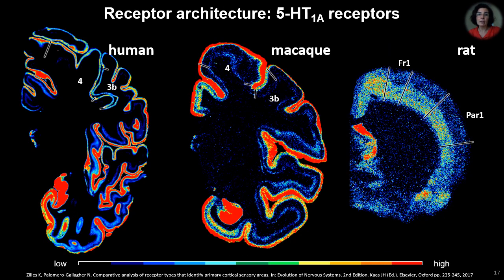And we also find considerable discrepancies in the laminar distribution pattern of the 5-HT1A receptor. Whereas in most areas of the human and macaque brain, highest densities of this receptor are generally found in layers 1 to 3A, in rats they are located in layers 5 and 6.